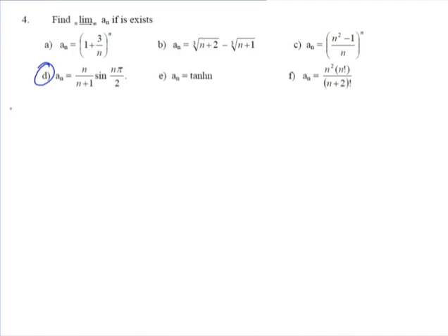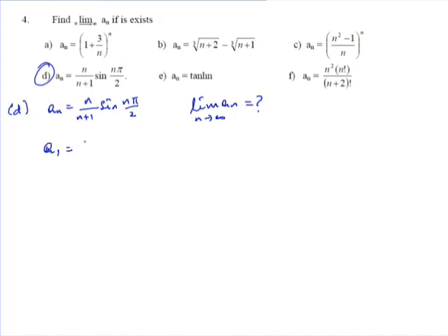ወደ d part እንመጣለን። In d we have d ጋር ስንመጣ the sequence is an is equals to n over n plus 1 times sine of n pi over 2. To determine the limit of this sequence, we need to observe some of the patterns of the sequence. So what's the first term?